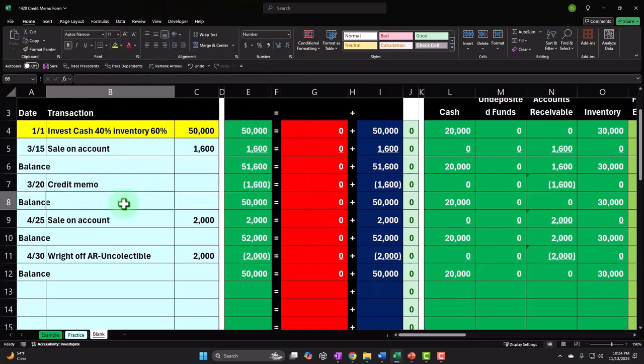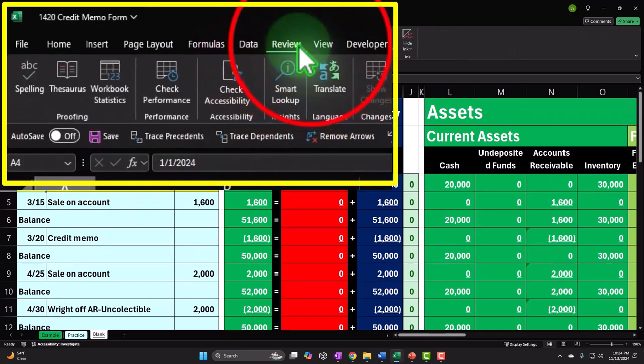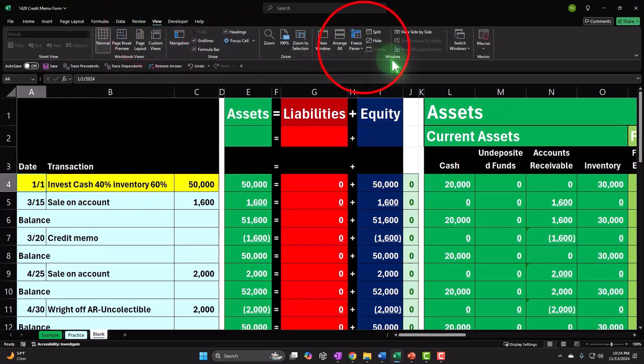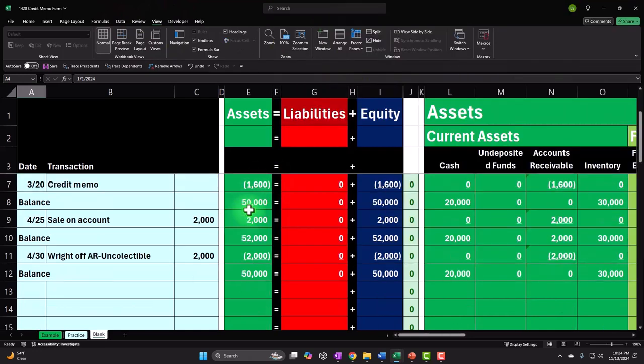And I'm going to freeze the panes up top. So I'm going to scroll all the way up, put my cursor in A4, freeze the panes by going to the view tab, windows, and then freeze panes. Boom. So the header stays there as I scroll down.